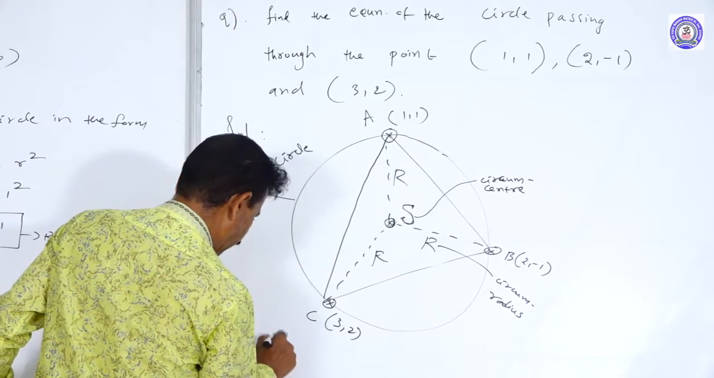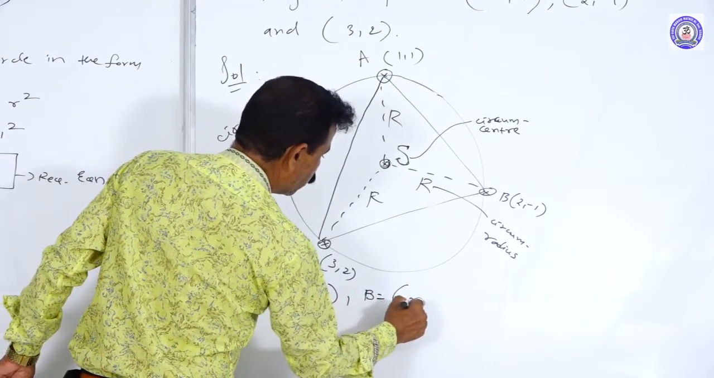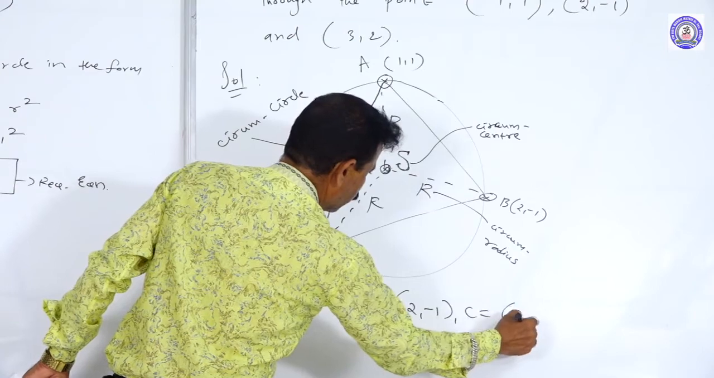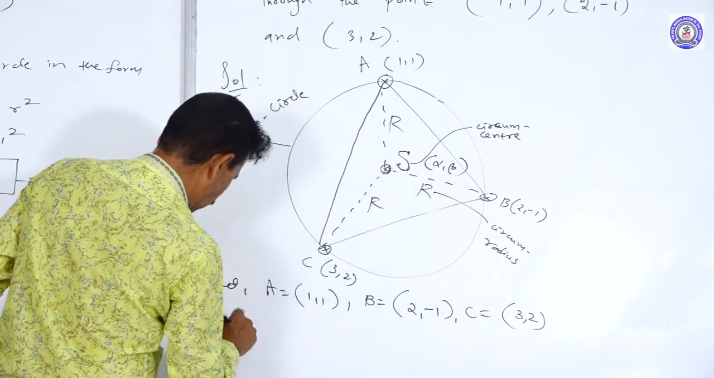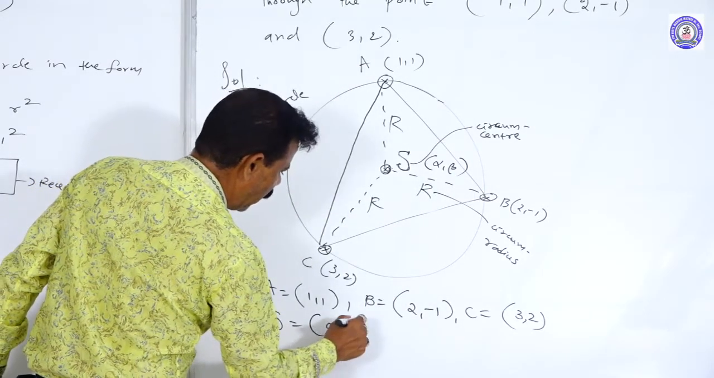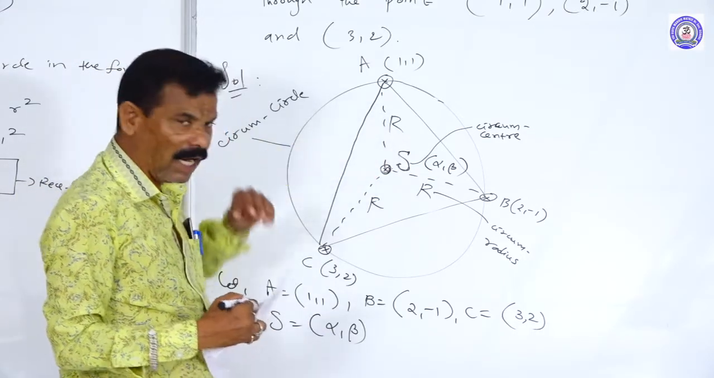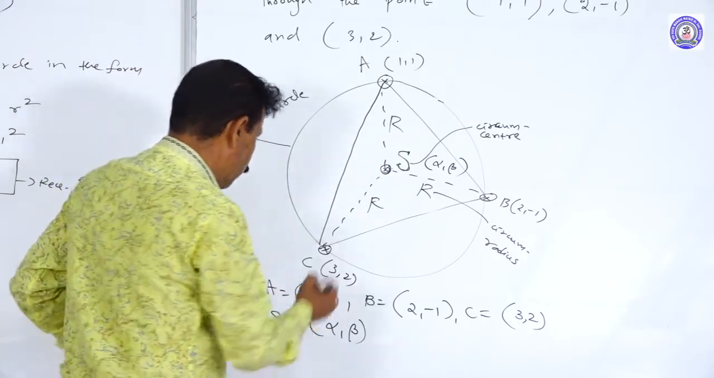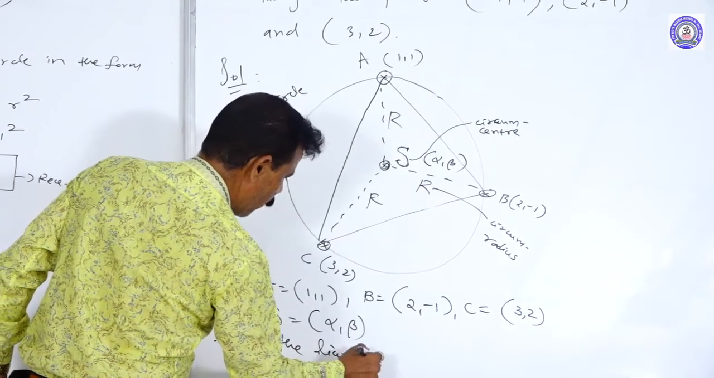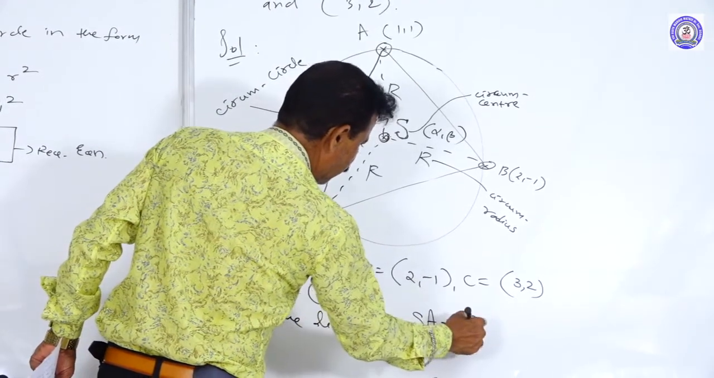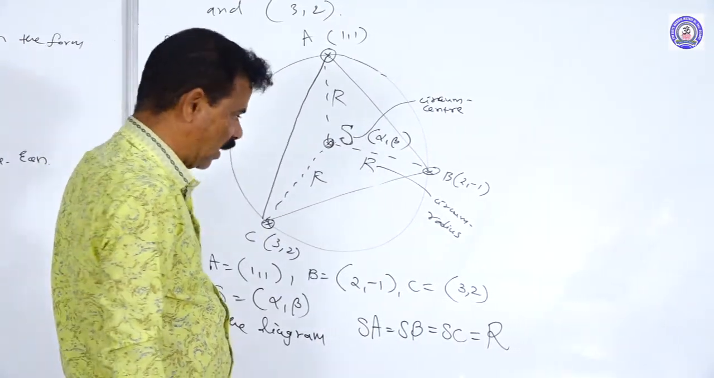So let A be 1 comma 1, B be 2 comma minus 1, C be 3 comma 2. Let the center of the circle be alpha comma beta. Let S be alpha comma beta. We find alpha, beta and the radius capital R. Radius is equal to SA. From the diagram, SA is equal to SB is equal to SC is equal to capital R. Here R is the circumradius of the circle.